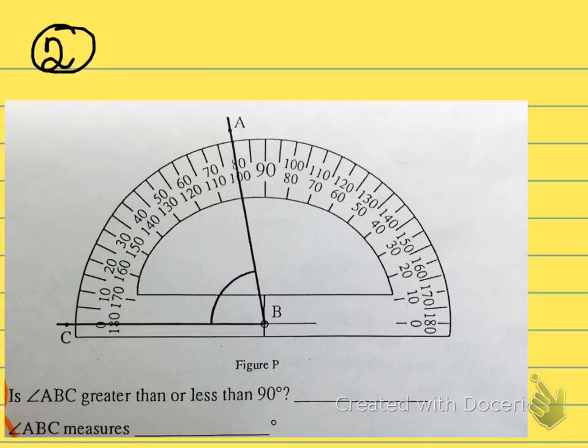In your next problem, you have 2 questions to answer. This is figure P. You're going to look at it and answer the question, is angle ABC greater than or less than 90 degrees? And tell me what angle ABC measures. Don't forget to put the degree sign. Now on to question number 3.